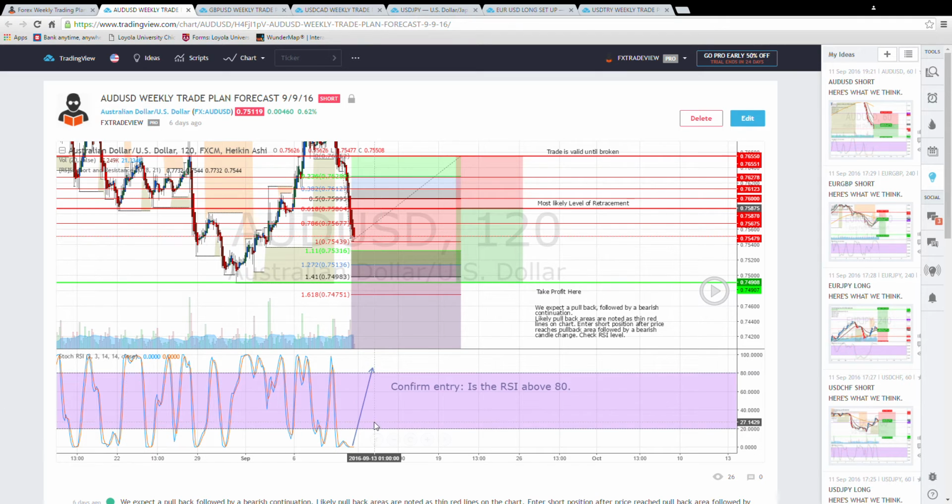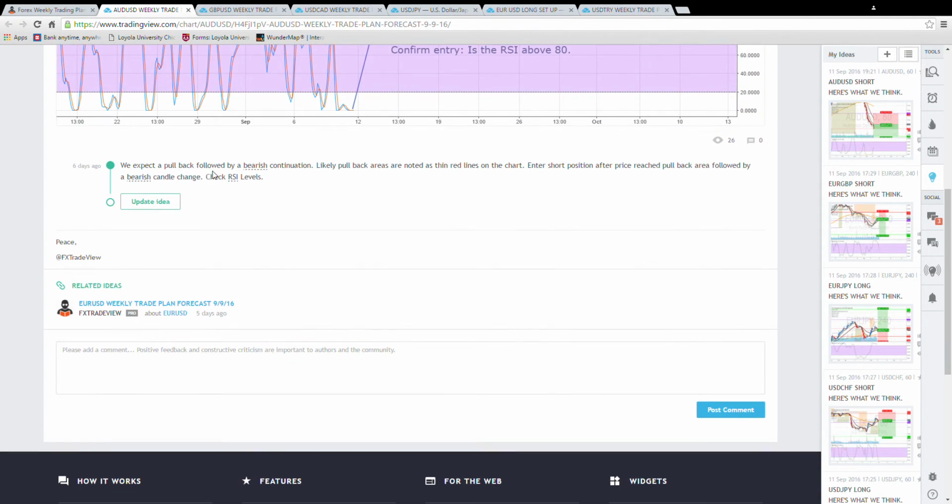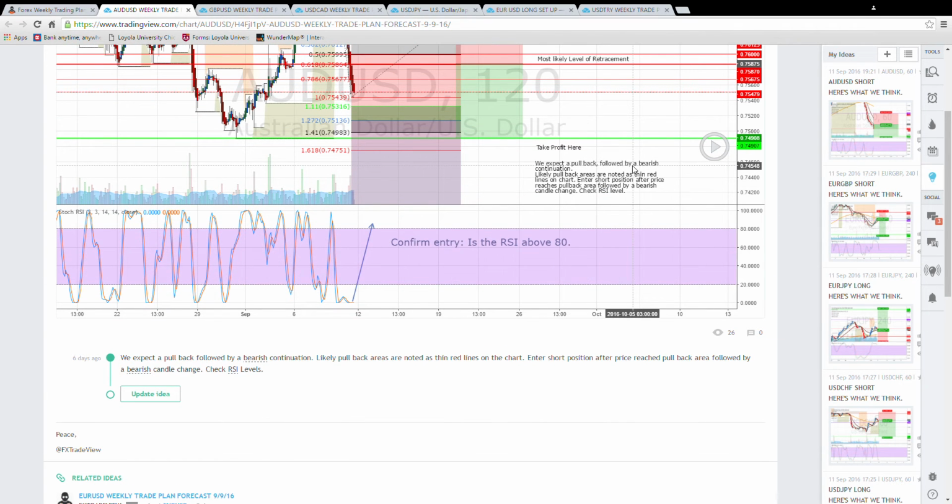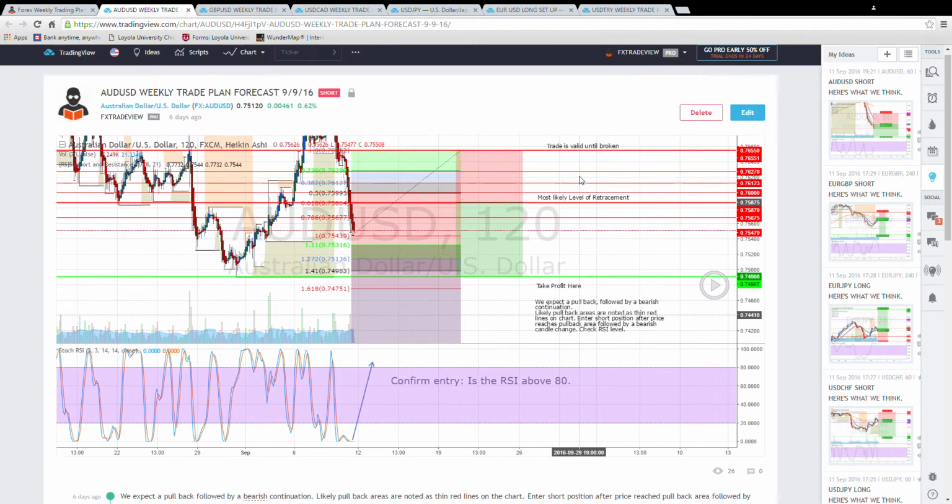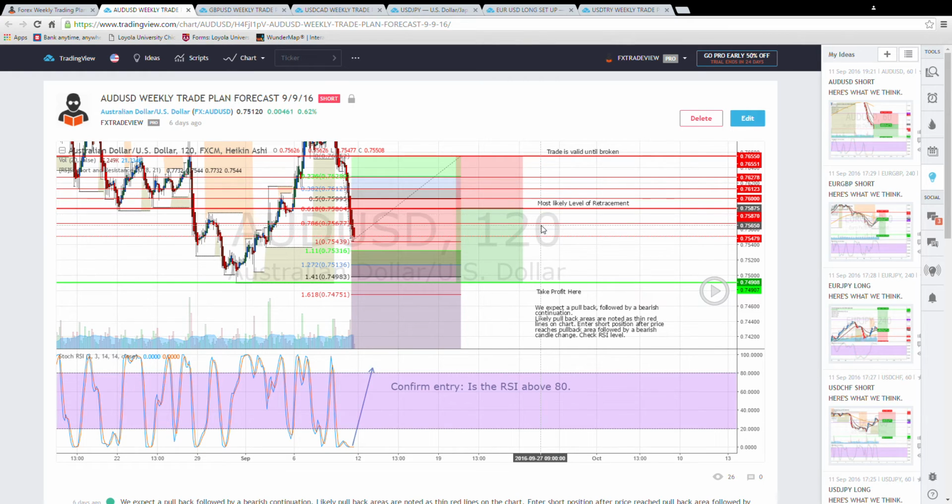We have a take profit area that was down here. This was actually the start of the trade week. No moves yet, so when we press play, it'll be from Sunday moving forward. All we have here is written on the chart, and you can confirm the same things down here. We expected a pullback followed by a bearish continuation. These little red lines right here are areas that we believe price would retrace to, and then we include one, the most likely level of retracement.